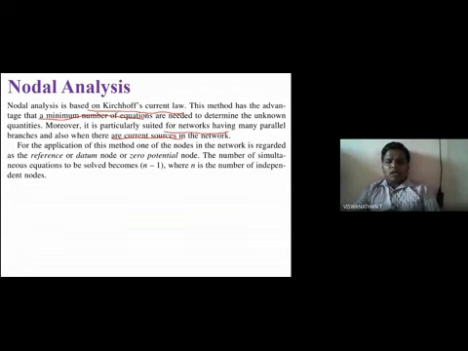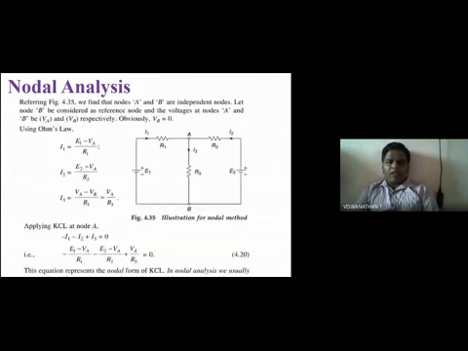Suppose there are n nodes, then we need to form n minus 1 equations. What is n minus 1? Because we already took one node. Suppose there are 3 nodes, we need to form 2 equations. 4 nodes means 3 equations, because we are considering one node as a reference node. That's why there are n minus 1 equations. So for this, we go straight to the analysis.